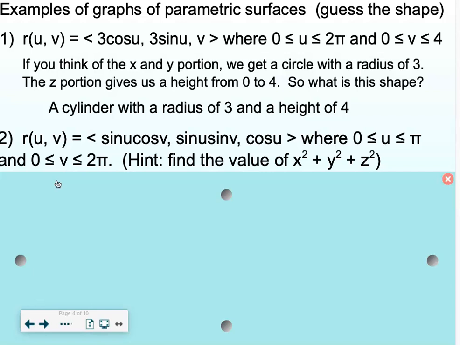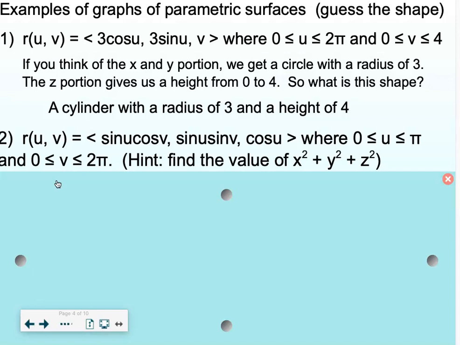All right, so hint. Think about the value of x squared plus y squared plus z squared. That alone, just looking at that, should be a hint of what it is without even doing it. I'm so confused with what this is representing.